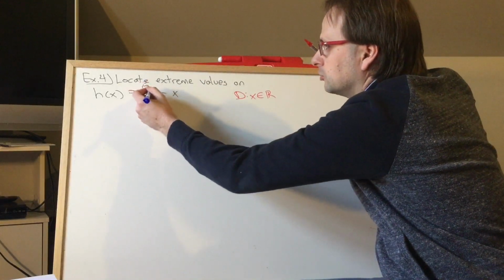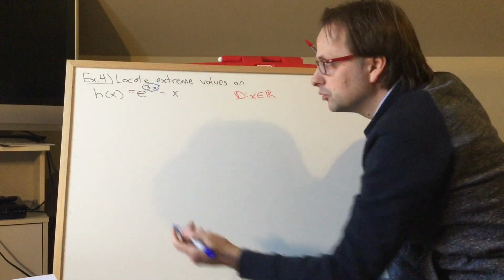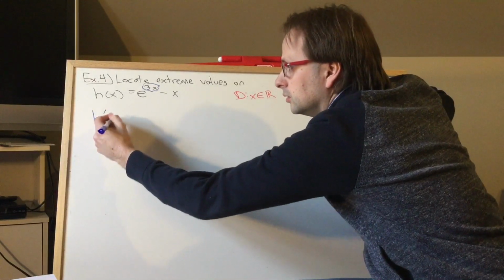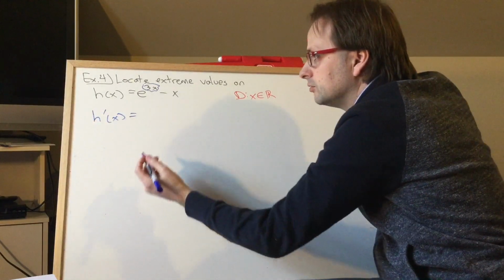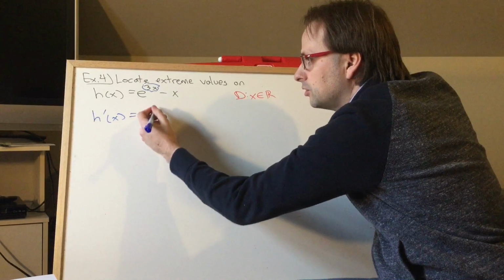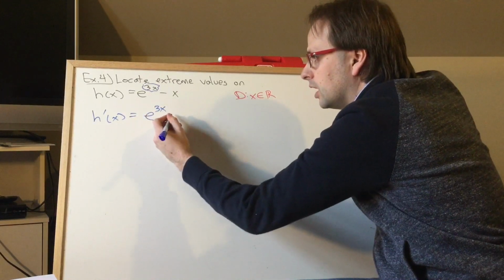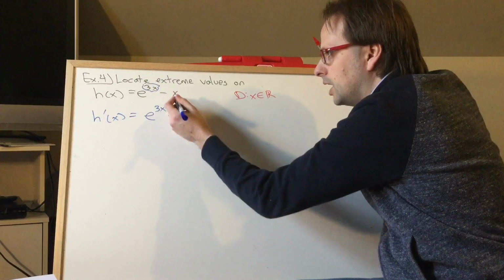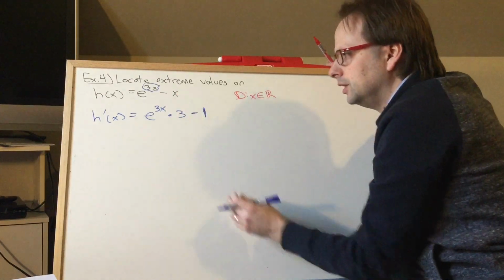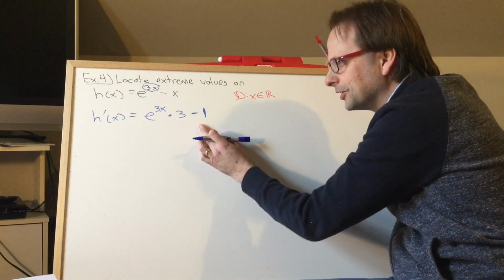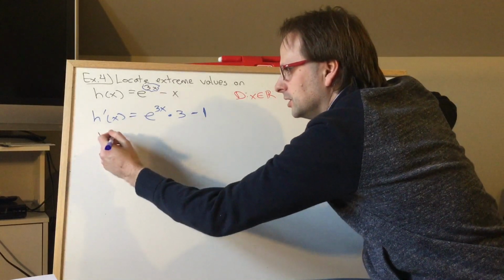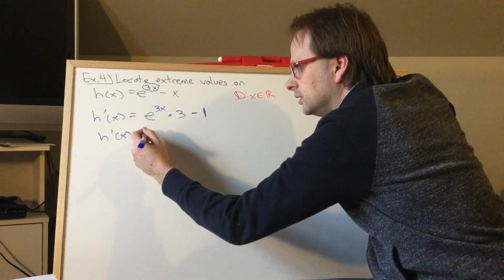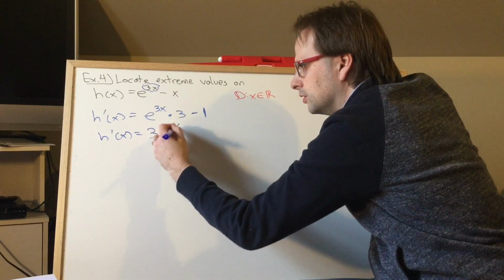Remember, this is an exponential with an inner part of 3x. So h prime of x is going to be e to the 3x times the derivative of the inner from chain rule, minus 1. Now you can't go 3 minus 1 here. Order of operations, that 3 is stuck with the e to the 3x.